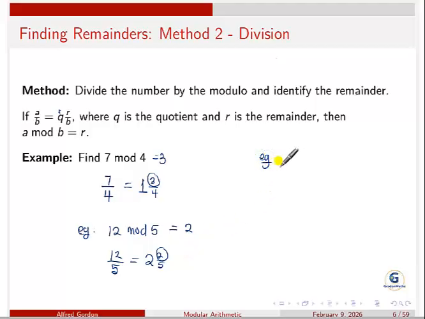We can also have 18 mod 7, which is 18 divided by 7. 7 divides 18 two times, remainder 4 on 7. So the remainder here is 4. Good. So that is what we are dealing with here.